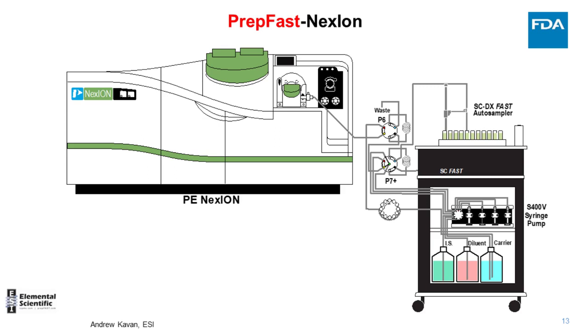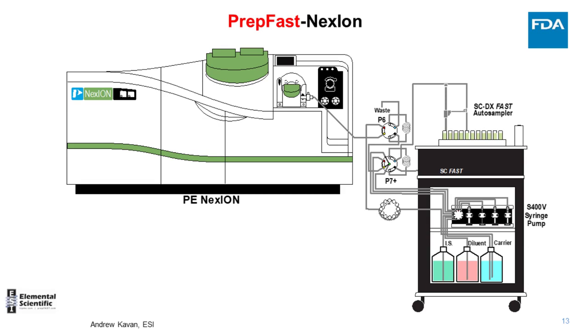Your diluent, carrier and internal standard are taken up by the syringe and go to the first loop, called P7 plus here, and your sample from the sample rack is also taken up by the autosampler into the first loop, where it is diluted by the diluent and internal standard is added. After dilution, it goes to loop P6, and from P6 it is injected into the plasma of the instrument. While the sample from loop P6 is being injected, P7 is washed out with the carrier, getting ready for the next injection.